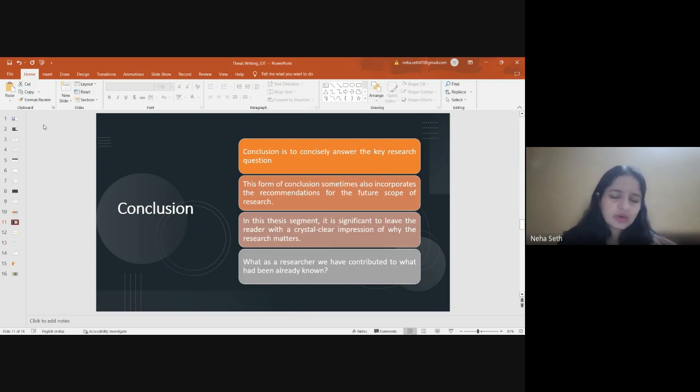It should give a very good impression in the mind of the reader, for your benefit only. Now, as researchers, we have to contribute to what has already been done, or what is already known. So as a researcher, what was your contribution to the study?